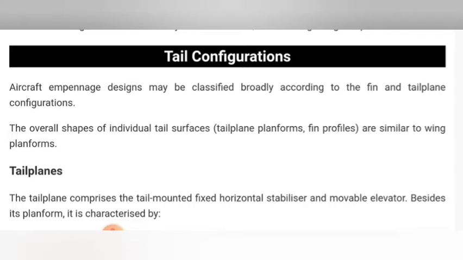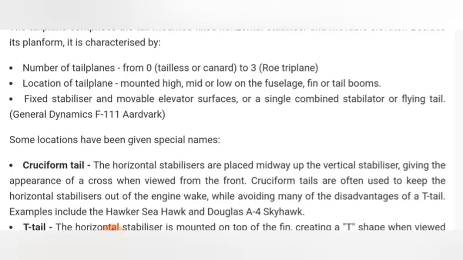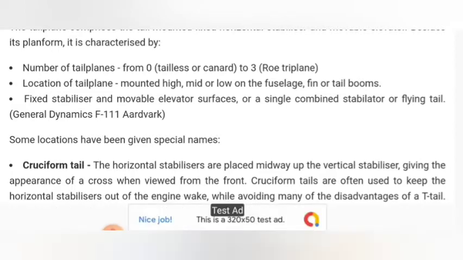Besides its platform, it is characterized by number of tailplanes from 0, tailless or canard, to 3, triplane. Location of tailplane mounted high, mid or low on the fuselage, fin or tail booms, fixed stabilizer and movable elevator surfaces, or a single combined stabilizer or flying tail. Some locations have been given special names.